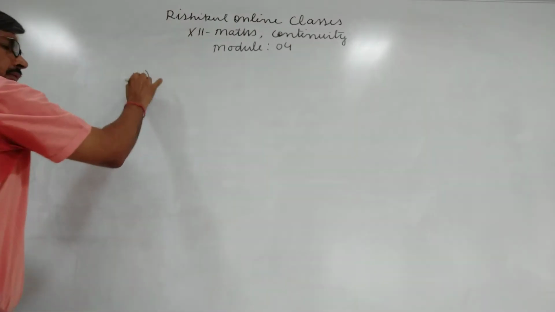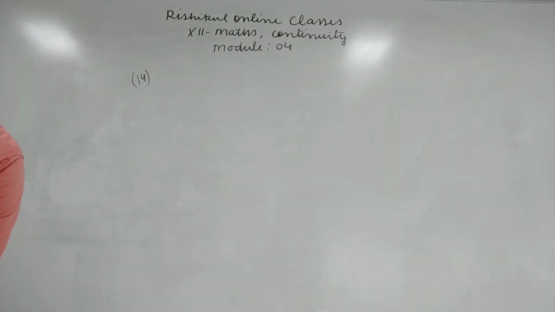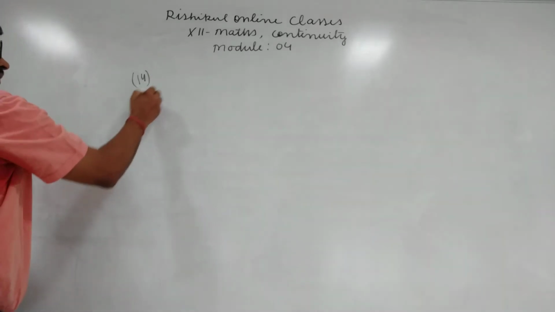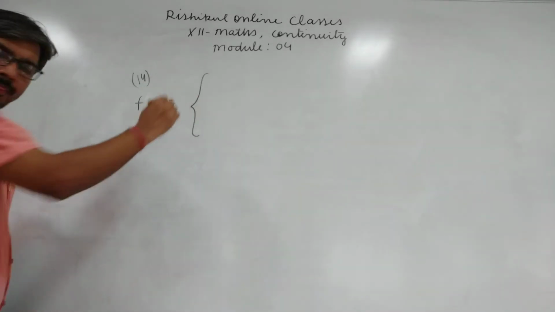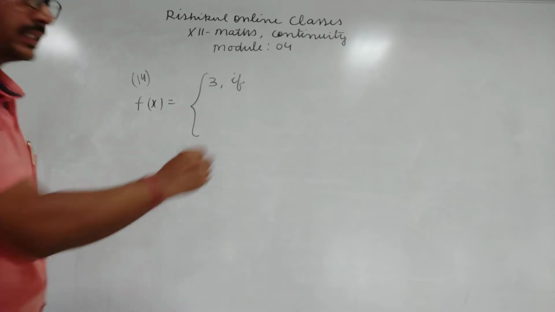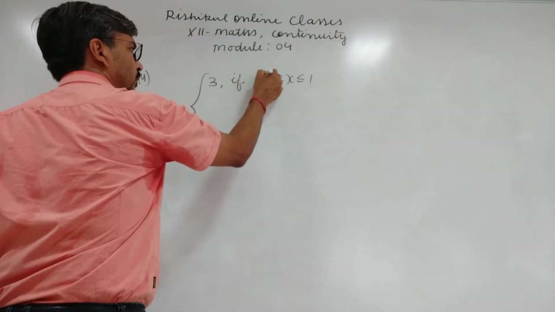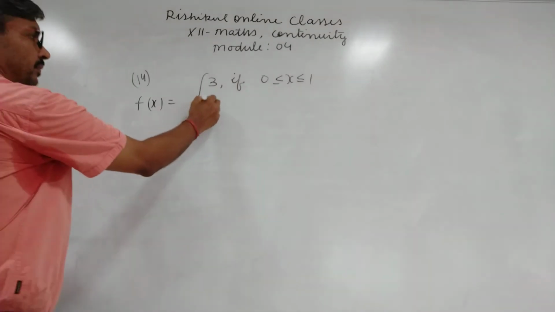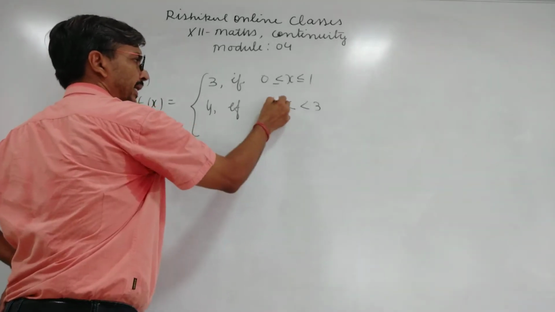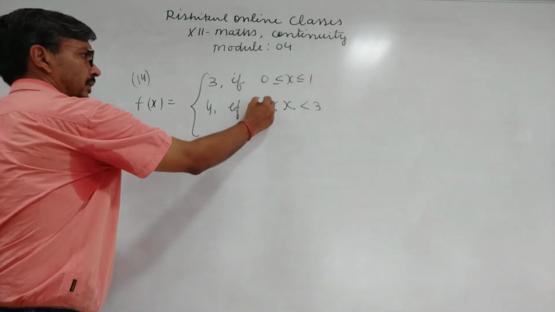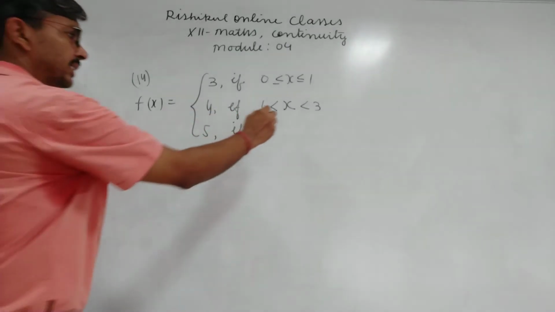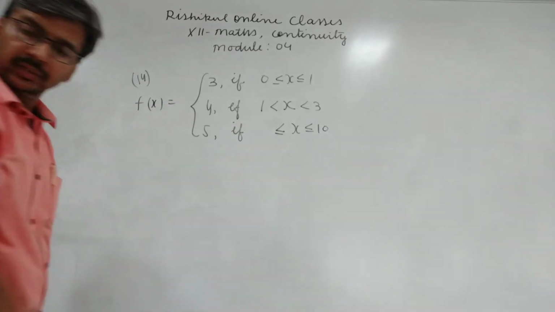Now see question number 14. Discuss the continuity of the function f, where f is defined as f(x) is given by 3 if x is greater than or equal to 0 and less than or equal to 1, 4 if x is less than 3 and greater than 1, and 5 if x is less than or equal to 10 and greater than or equal to 3.